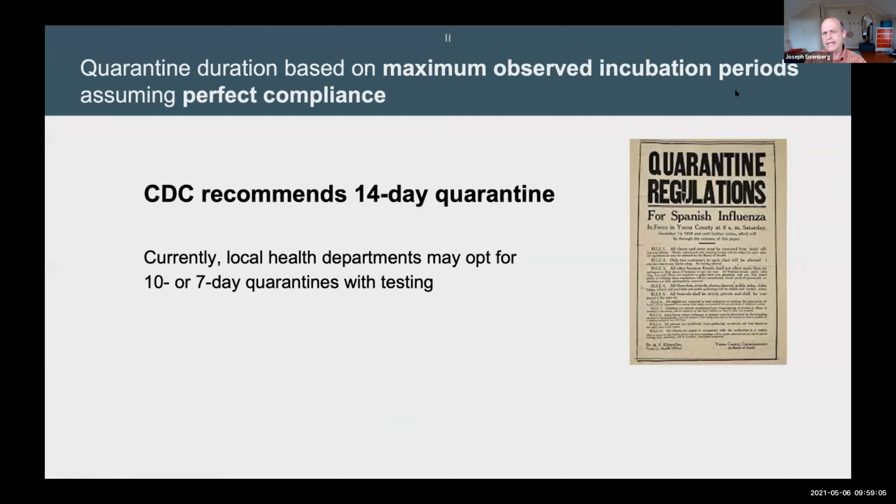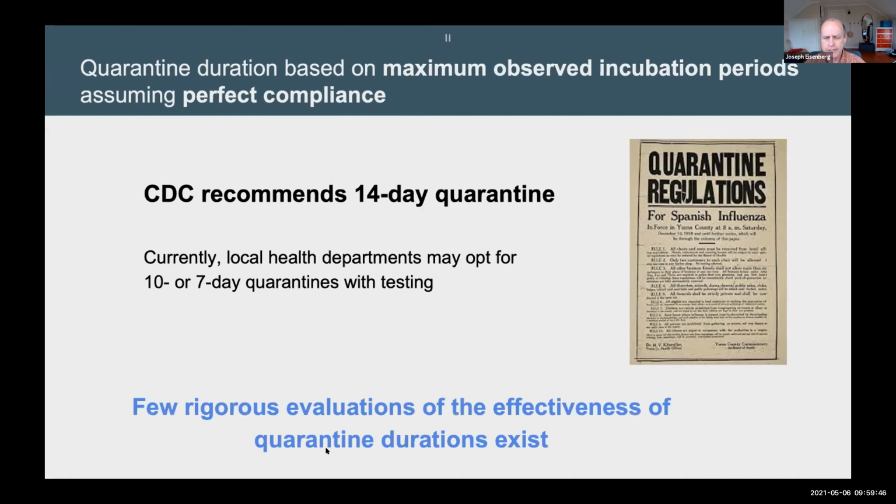So, to start off, with respect to quarantine duration, much of the guidance has been based on the maximum observed incubation period, as well as assuming perfect compliance. We've all heard the recommendation of a 14-day quarantine, which began in the early parts of this pandemic. Later on, questions started about whether we should shift to 10 or 7 days. The CDC is still sticking with 14 days, acknowledging that local health departments may opt for shorter quarantines. But the result is a somewhat fuzzy sense of what the guidance should be.